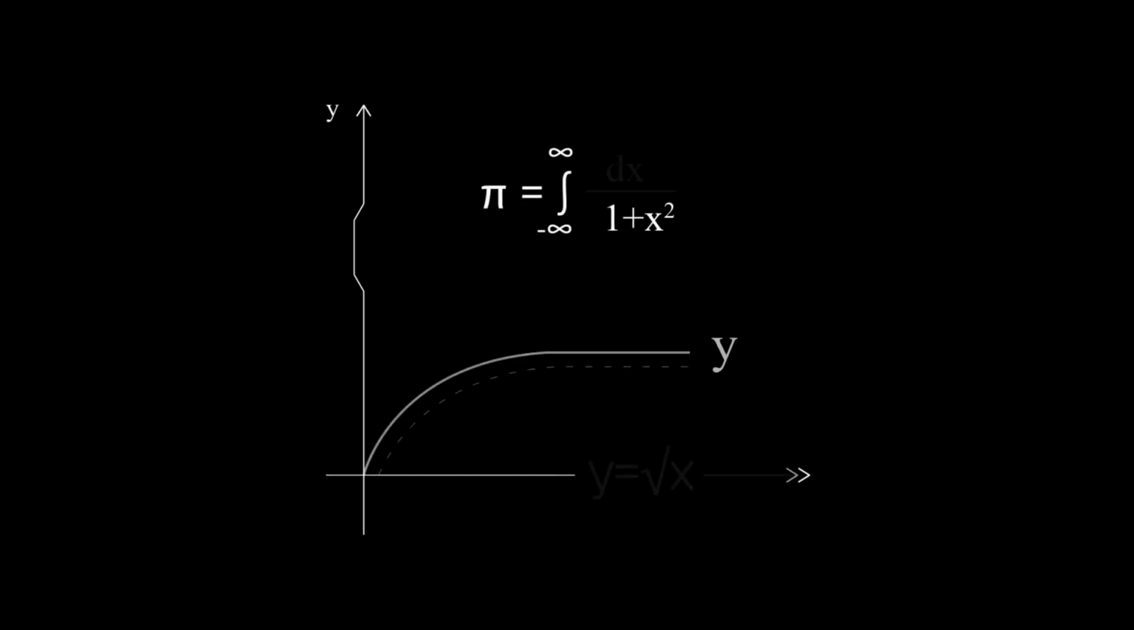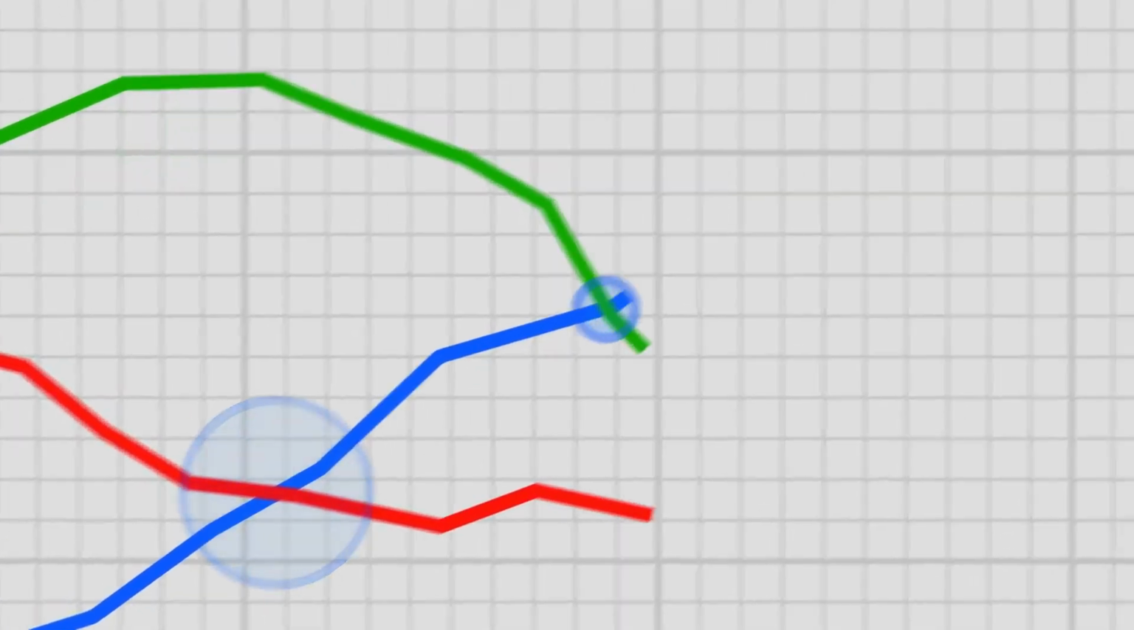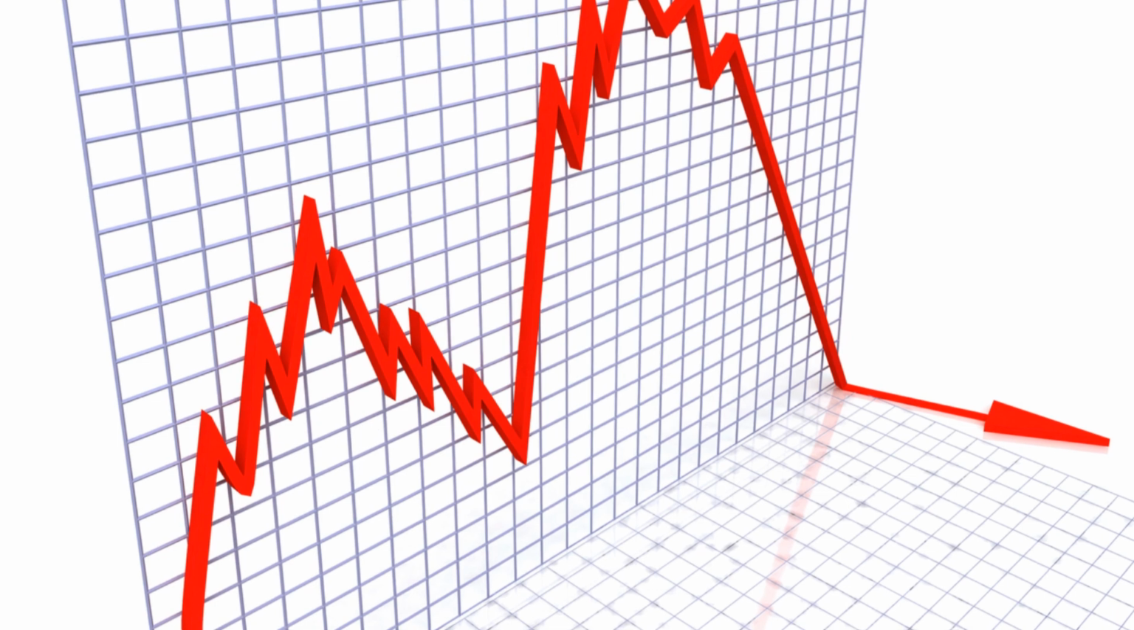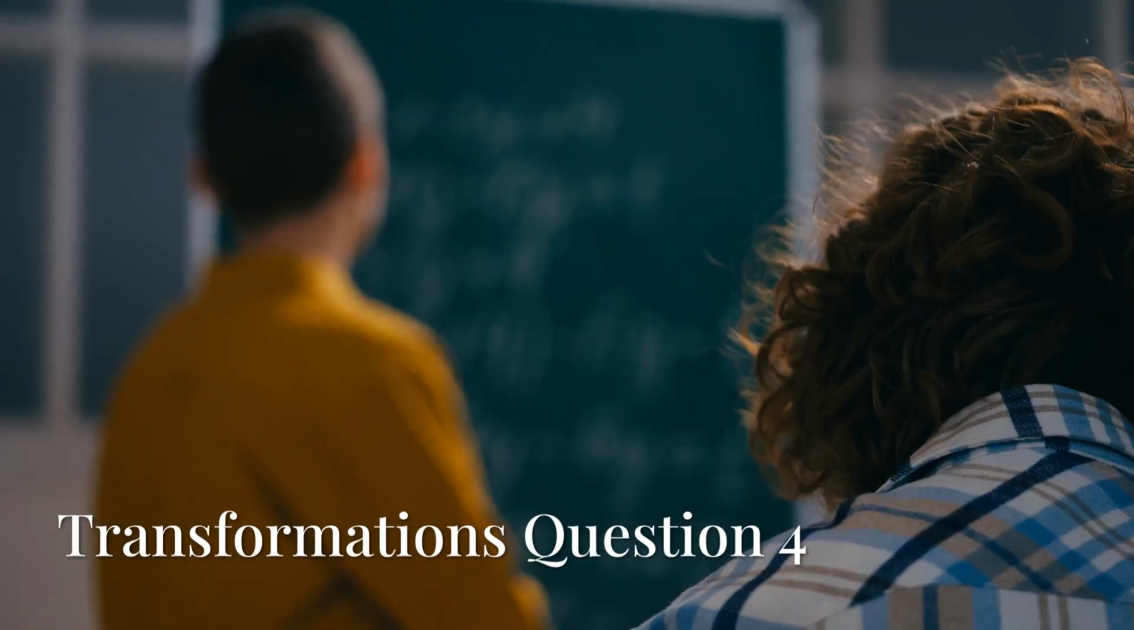In summary, the transformations from the parent function y equals x squared to the function p of x equals (x minus 1) squared plus 5 are shift right by 1 unit and shift up by 5 units. The resulting vertex of the transformed function is at the point (1, 5).